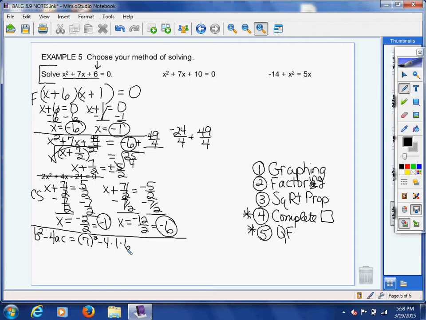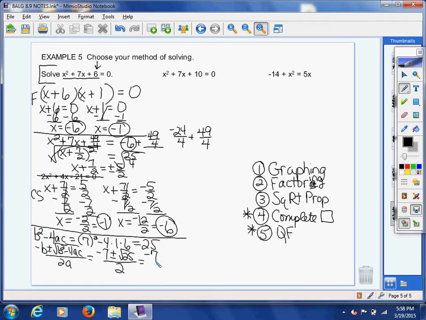Do 7 squared minus 4 times 1 times 6. And I got exactly 25. Now, because my discriminant is positive, that means, yes, there are two answers. So I'm going to plug into negative b plus or minus the square root of b squared minus 4ac over 2a. And the opposite of b. B is 7, so the opposite of that is -7. Plus or minus the square root of 25 over 2a. A is 1. 2 times 1 is 2.